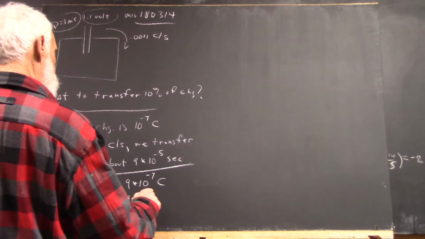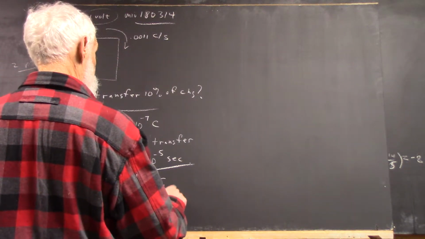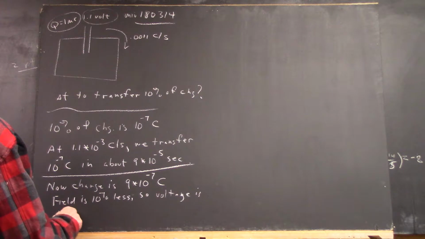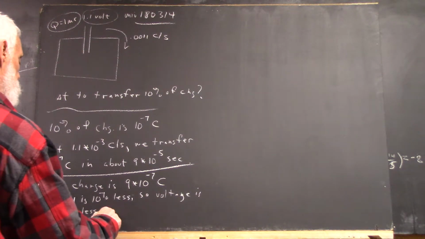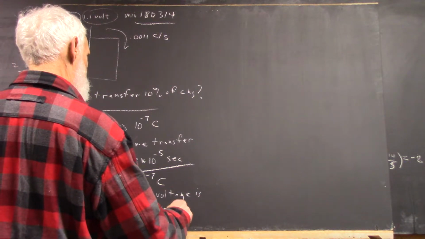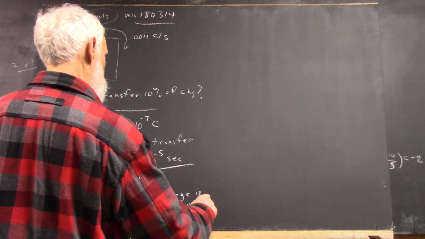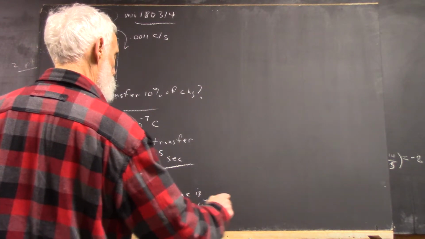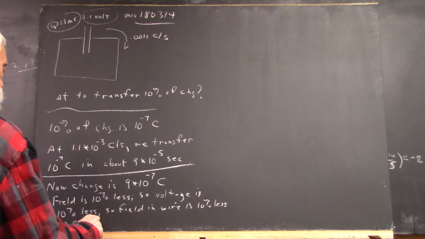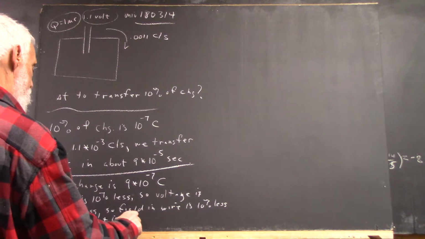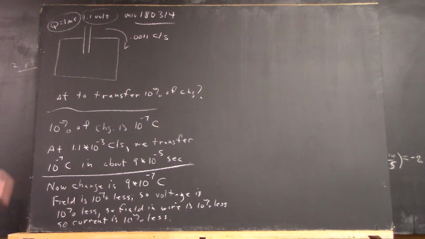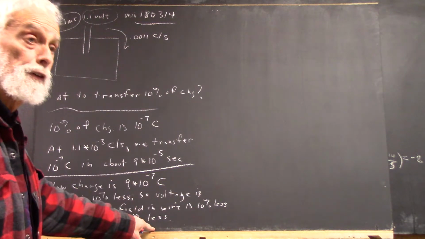The field is 10% less, so the voltage is 10% less. Now you want to really think about why that is. So the field in the wire is 10% less, so the current is 10% less. Okay, you've got this whole chain of reasoning. Make sure you understand every step of that chain.